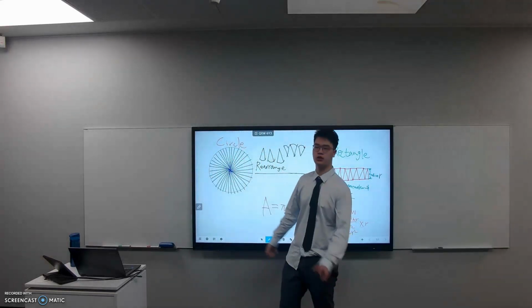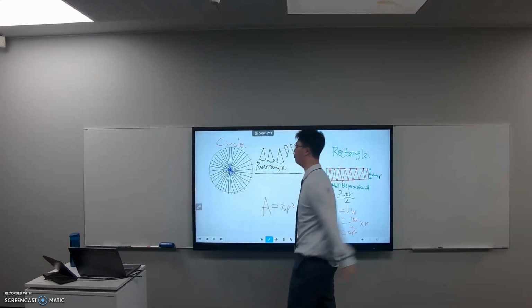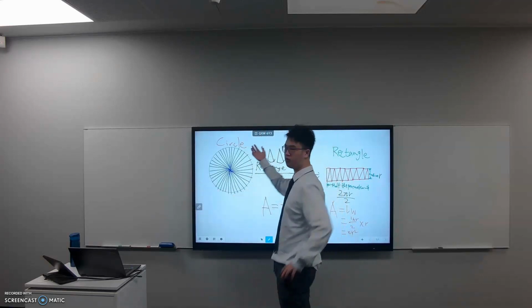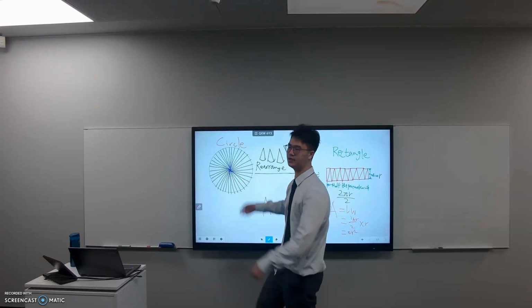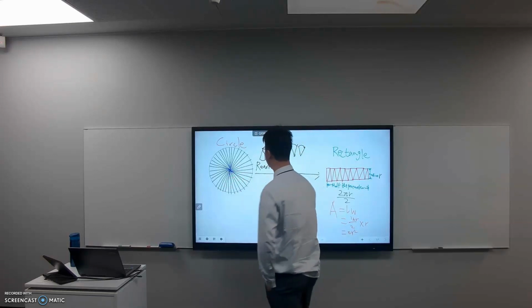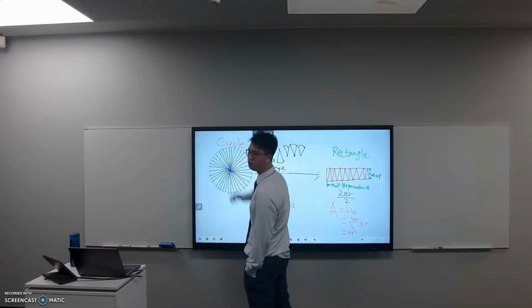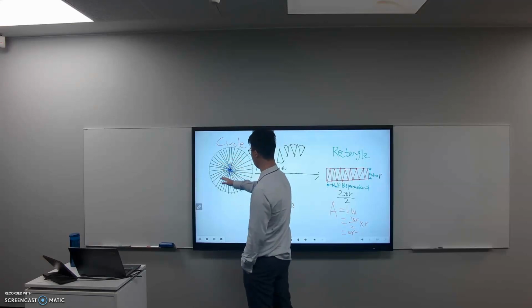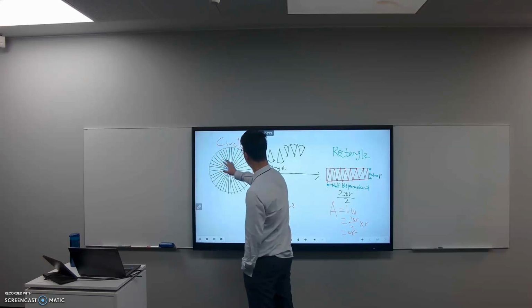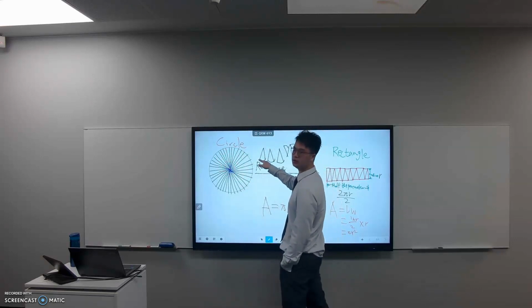Hello. So in this video, we're gonna talk about the area of a circle. So we have a circle right there. It looks like a wheel, doesn't it? Like the bicycle's wheel. That's because we're having a lot and a lot of lines to divide this circle into an infinite amount of these shapes.